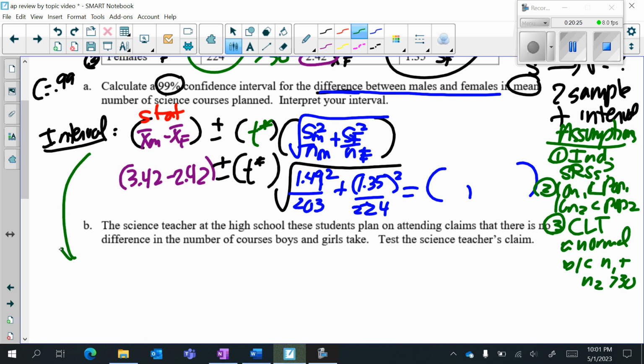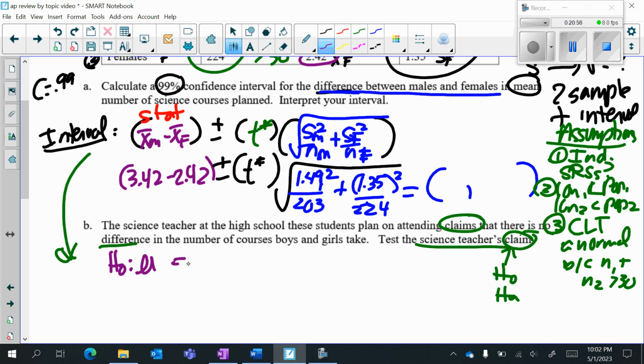So it was an interval, and now it says the science teacher at the high school for these students claims, sorry, the vocab is horrible, that there is no difference between the boys and the girls. Test the claim. All right. So as soon as you see the word claim, that means hypotheses, H0 and HA. So you're going to make your null hypothesis for two means. Oh, it's two means now, right?